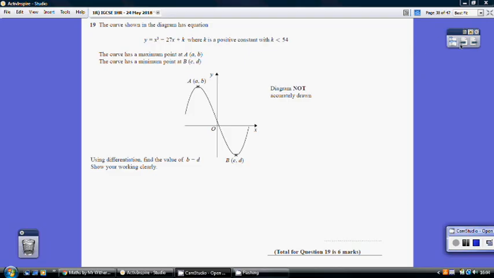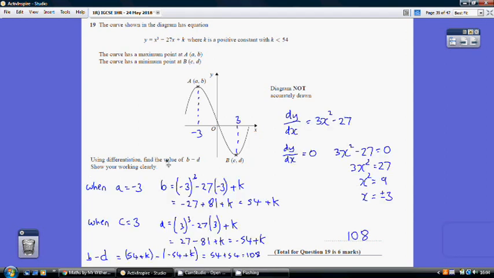Question 19. So I'm being asked to use differentiation to find the value of b take away d. So we're going to need to work out what these coordinates are here, and let's start off by differentiating the curve, because what I know at these 2 points here, these turning points, the maximum and the minimum, I know that the slope is going to be 0, so the differential is going to be equal to 0.